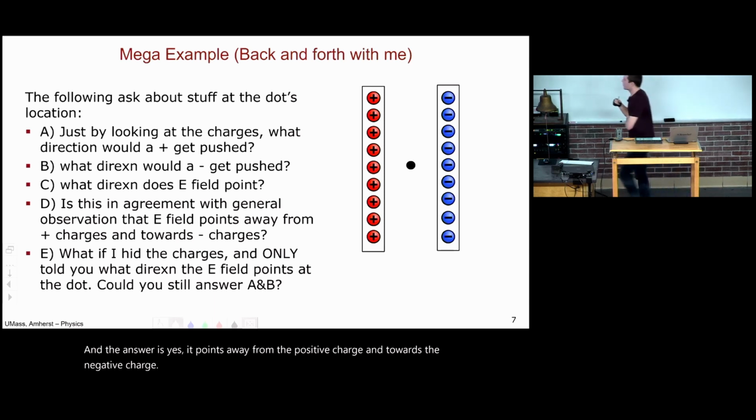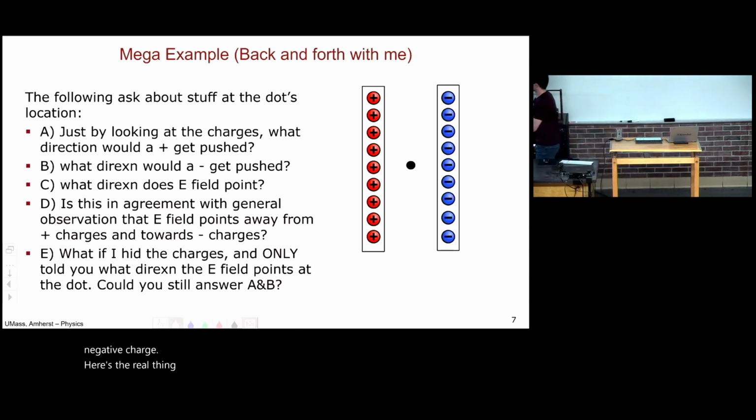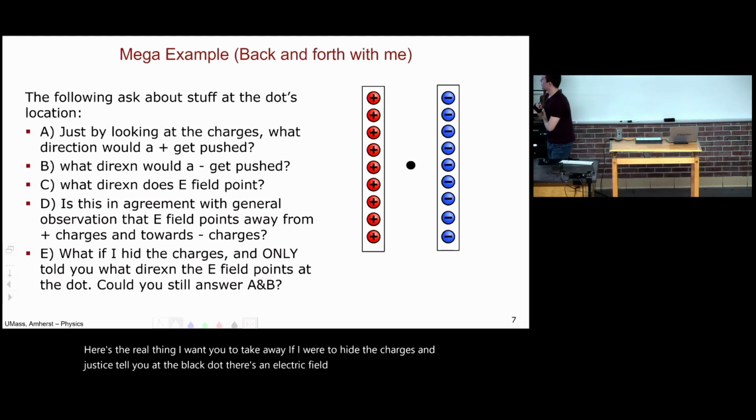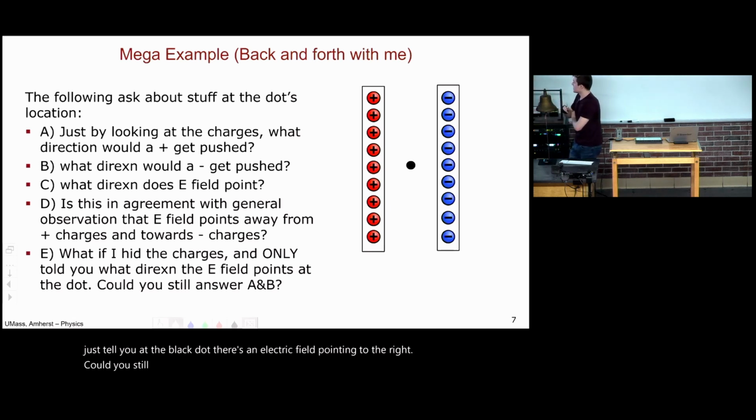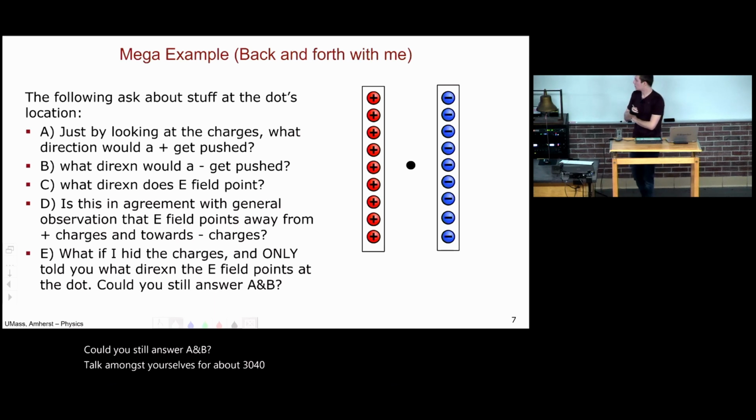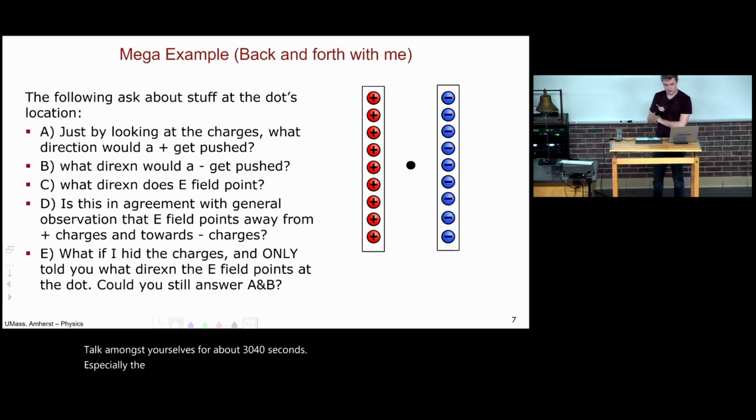Okay, now here's the real thing I want you to take away. If I were to hide the charges and just tell you, at the black dot, there's an electric field pointing to the right, could you still answer A and B? Talk amongst yourselves for about 30, 40 seconds. Especially the negative charge.